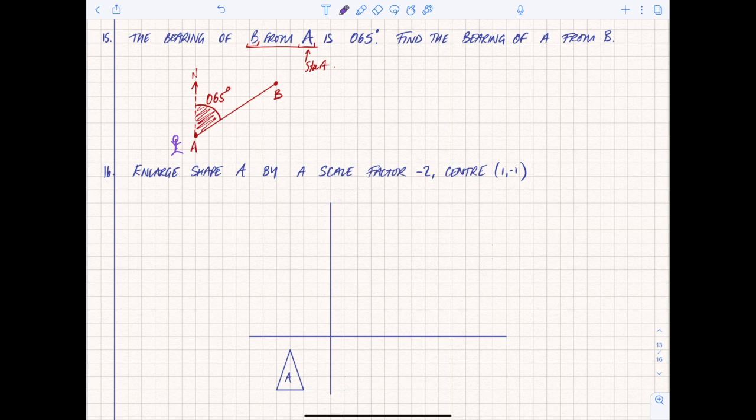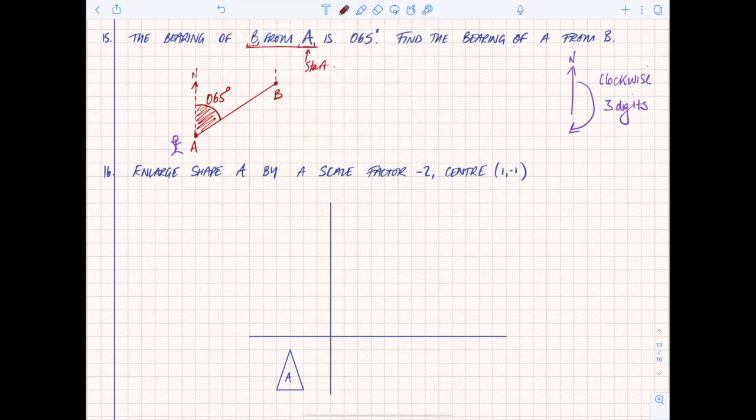A couple of key things to remember about bearings is they always start from north, they always go clockwise, and they always have 3 digits. Really important that you remember those key things. So start from north, always go clockwise, 3 digits. So in this case, starting from north, 065 is that way. That's why I put a 0 in front of it, because it's 065, not just 65. And then I end up at B.